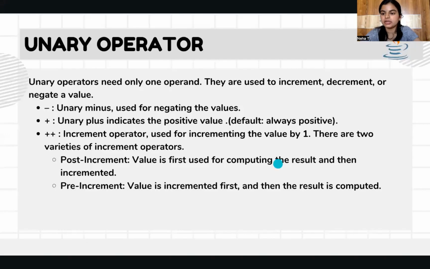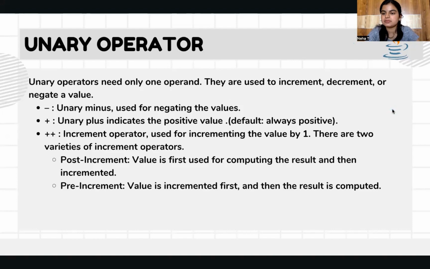Coming to unary operators. The unary operators need only one operand. Here we had a plus b, but in a unary operator, we don't need two operands. We just need one operand. They are used to increment, decrement, or negate a value. So we have plus plus, minus minus, and plus and minus for negating and making a number positive. Default is positive, so unary plus is not taken usually. Unary minus negates a value, that is, gives the negative value of that number.